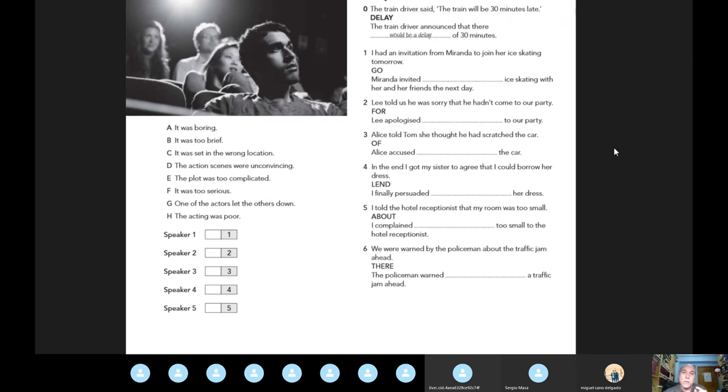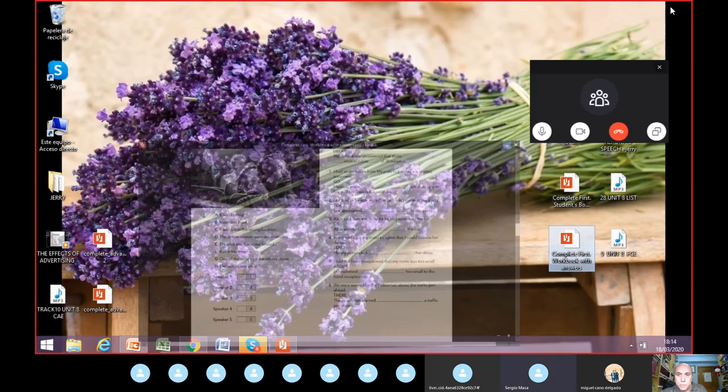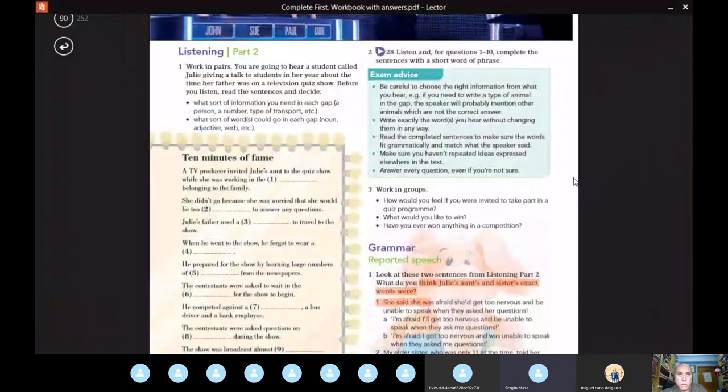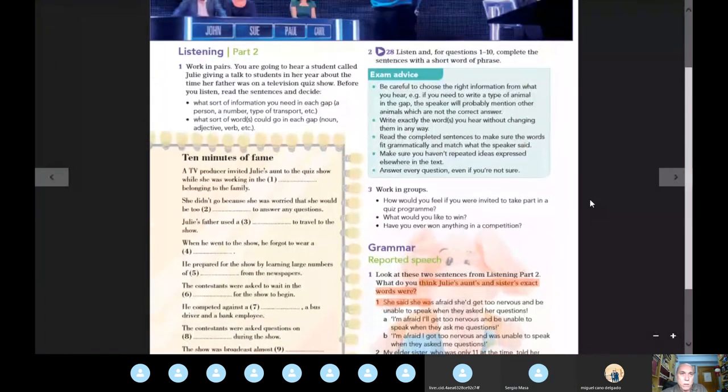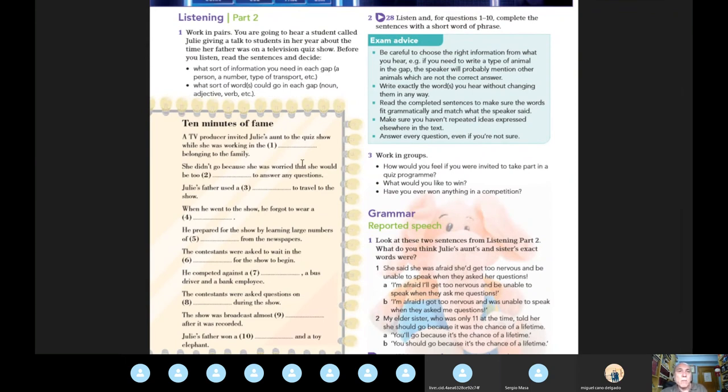So let's go to the student's book in that case, because in the student's book on page 88, we have another interesting listening exercise. Listening part two, working in pairs. You are going to hear a student called Julie giving a talk to students in her year about the time her father was on a television quiz show.